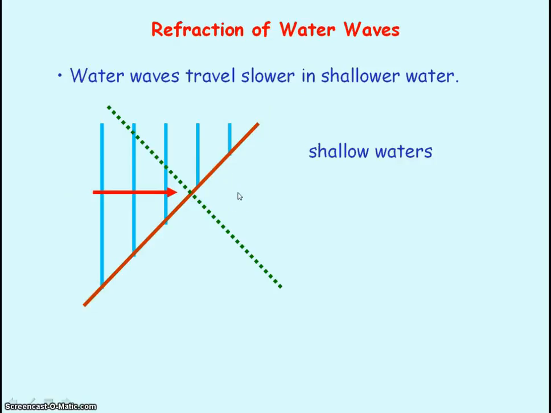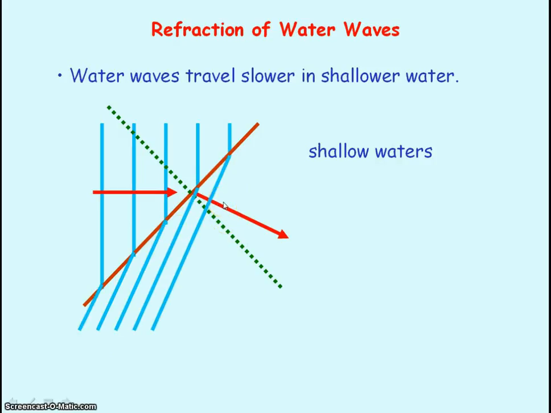And because the water waves travel slower in shallower water, that means the wave speed decreases. The water waves will be refracted towards the normal line. So if we draw the refracted ray, so it's towards the normal line. And if you remember how we draw the wavefronts, we draw them perpendicular to the ray. So we need to draw the wavefronts so that the incident wavefronts link to the refracted wavefronts.